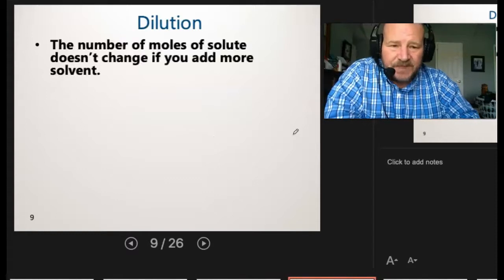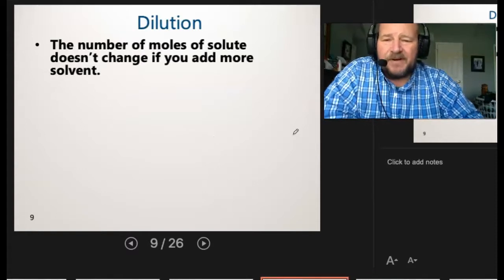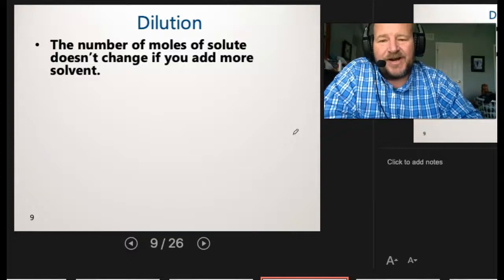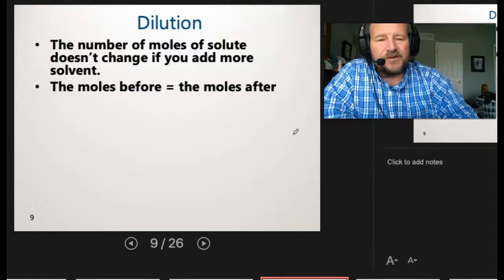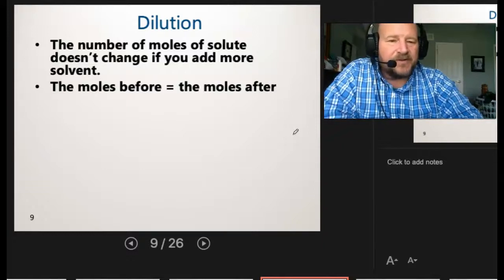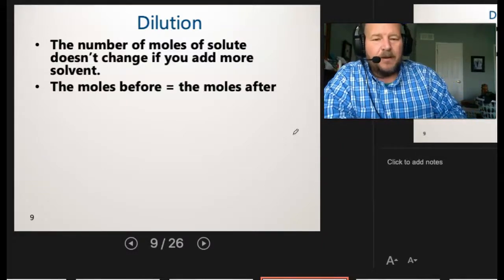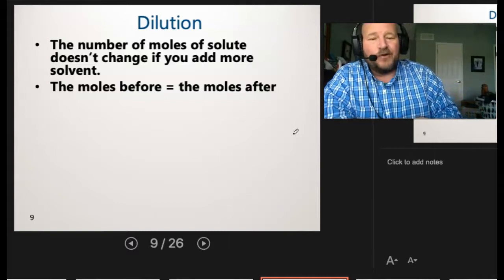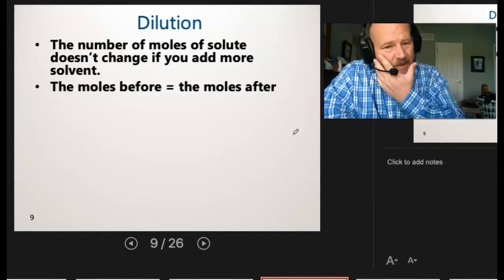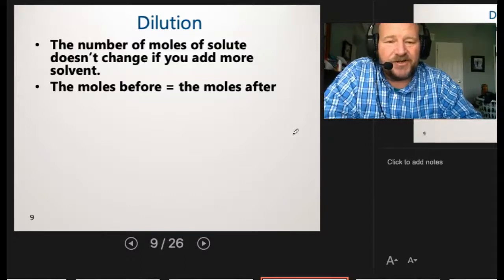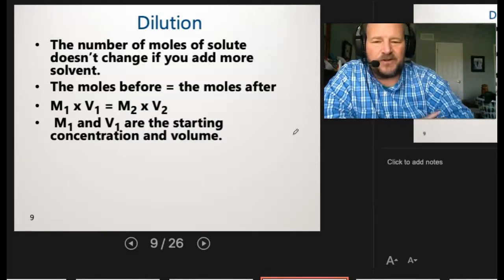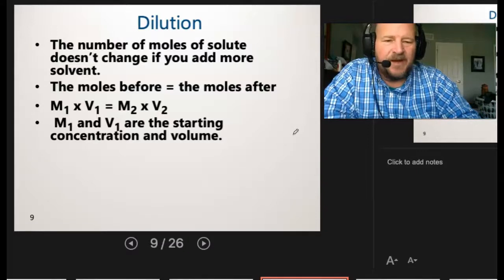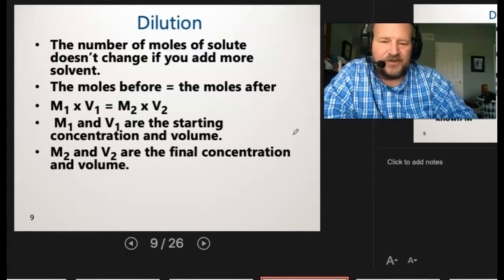So in a dilution, what's happening is the number of moles of solute are not changing. But what we're doing is we're adding solvent. So the moles of solute before will equal the same moles after, but the volumes are changing. And by changing the volumes, we're going to be changing the concentration. So the formula then is M1V1 is equal to M2V2, where M1 and V1 are going to be your starting concentration and volume, and M2, V2 are your final concentration and volume.